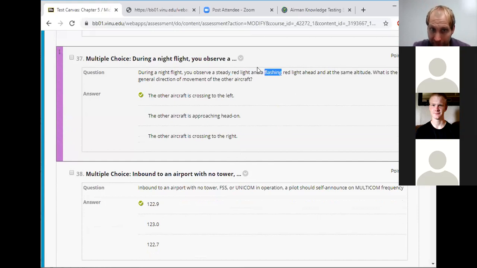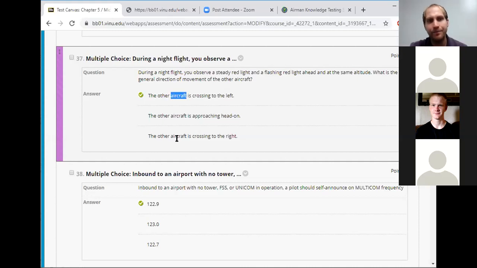So you observe this steady red light and flashing red light ahead at your same altitude. What is the general direction of movement of that other aircraft? The other aircraft is crossing to the left. The other aircraft is moving from the right to the left. And that's why you see their left steady red wingtip and also their tail anti-collision beacon light system, which is a flashing red in this case.